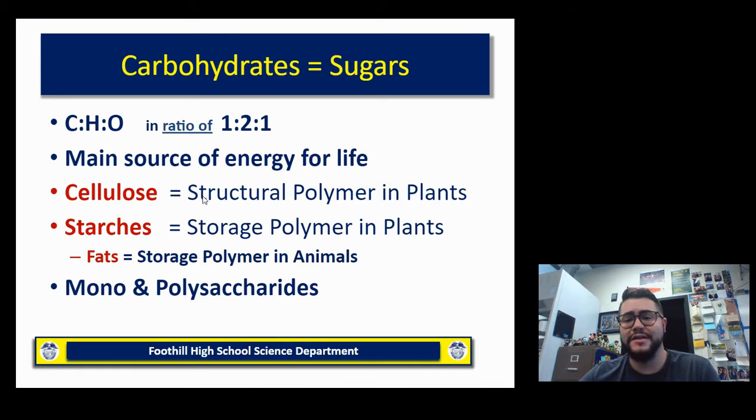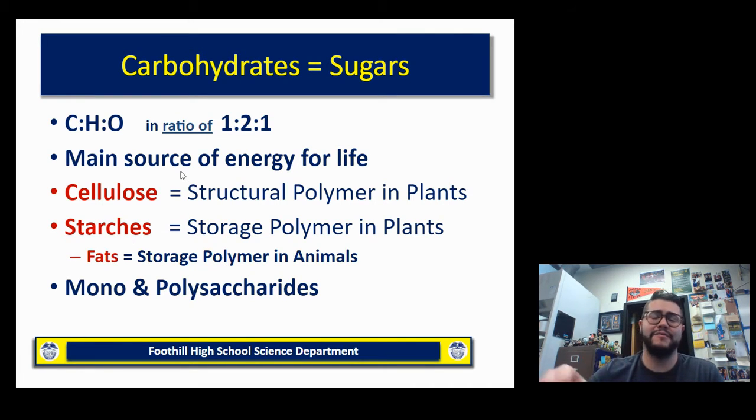Some examples: cellulose is a macromolecule that's used as a structural polymer in plants and makes up the majority of its body and skeleton. Starches are how plants store energy. It's a little different in humans or animals, where excess energy is stored in fats.